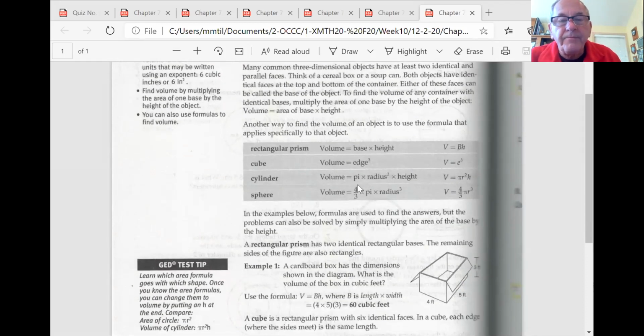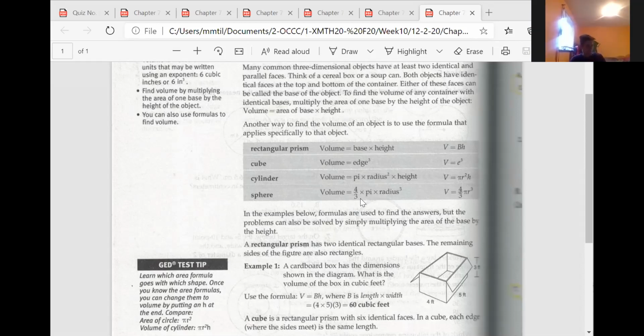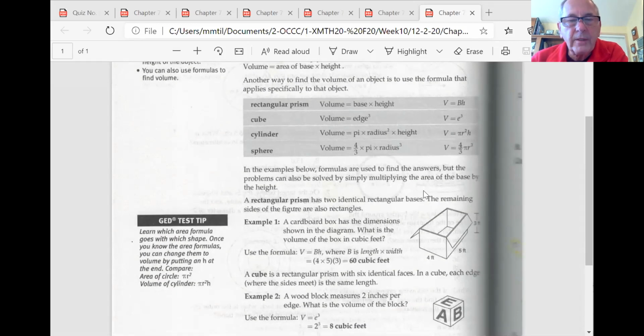A cylinder is just a circle with depth to it. It's the area of that circle times the height. So that's why they have pi r squared times h. Pi r squared times h would be the volume of a cylinder. A sphere has a circle on the base. I can't really develop this, but it's 4/3 times pi r cubed. That's the volume. Just know how to use it. If you're given a problem like that, you'll be given the formula.